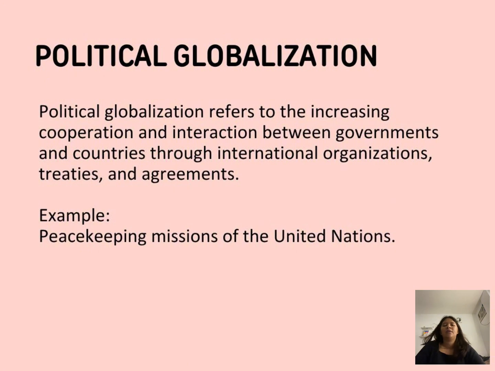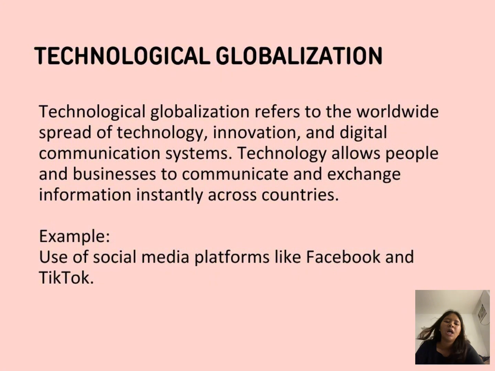Political globalization refers to the increasing cooperation and interaction between governments and countries through international organizations, treaties, and agreements. Example, peacekeeping missions of the United Nations. Technological globalization refers to the worldwide spread of technology, innovation, and digital communication systems. Technology allows people and businesses to communicate and exchange information instantly across countries. Example, use of social media platforms like Facebook and TikTok.